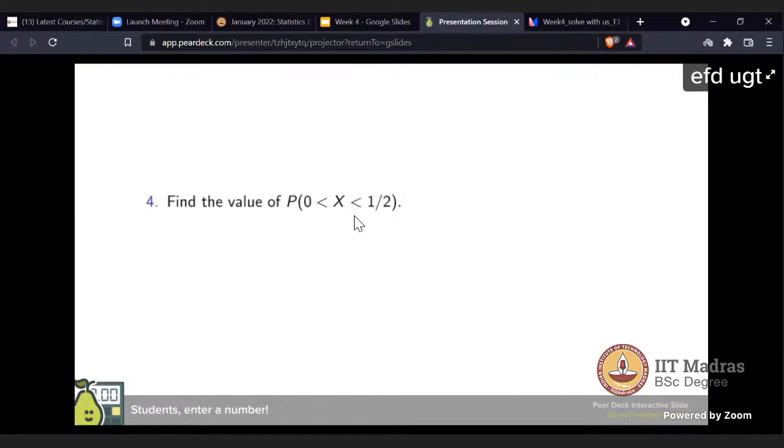But is there any difference if I integrate it over this or if I use F of 1 by 2, because both are used for continuous, isn't it?